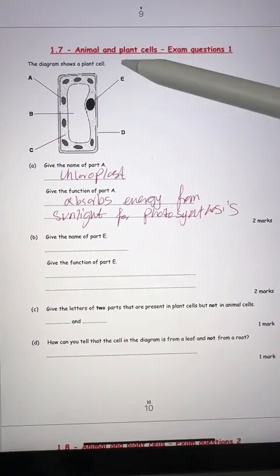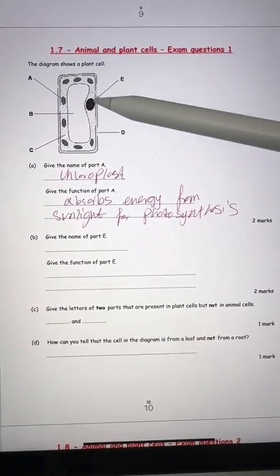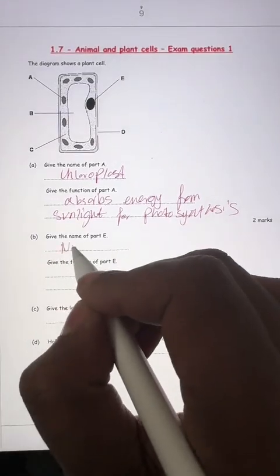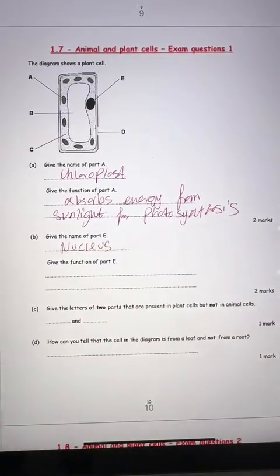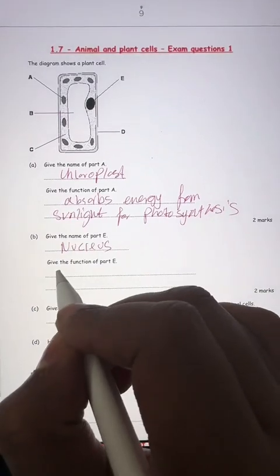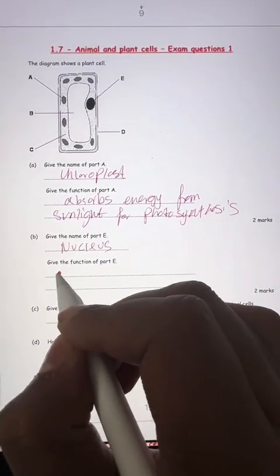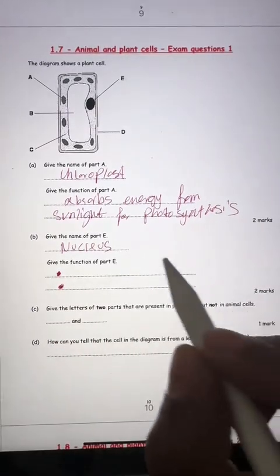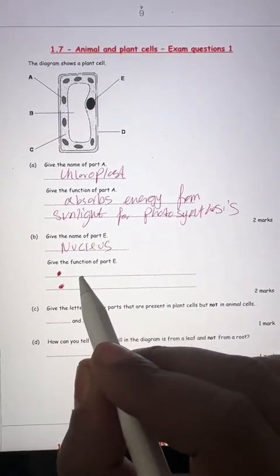Give the name of part E. Where's part E? That's part E. We know that's the what? That's the nucleus. Nucleus. And with nucleus, let's give two functions actually, right? Just in case, because sometimes it would come up, right?